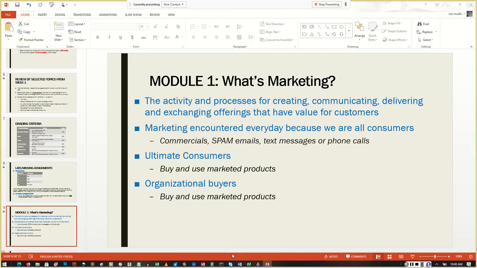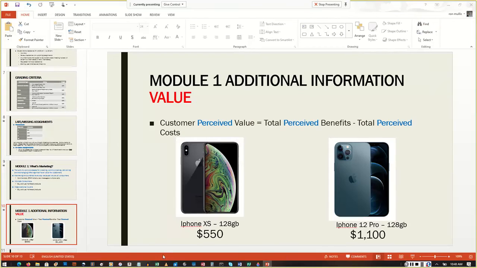Organizational buyers also buy and use products, but these buyers represent things like manufacturers, wholesalers, retailers, and governmental agencies who buy products and services to either use them or to resell them. So the goal of marketing is to try to meet the wants and needs of a customer. And the way they do that is by providing a value of a service or product. And by doing this, they satisfy that want and need.